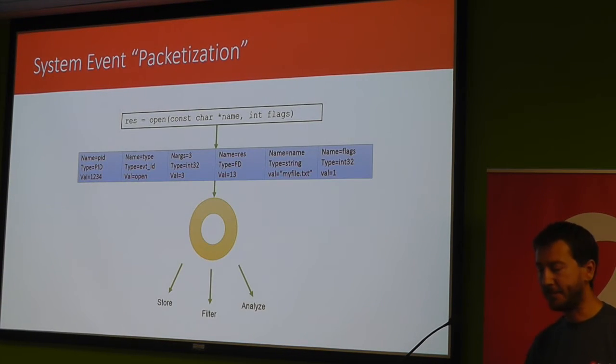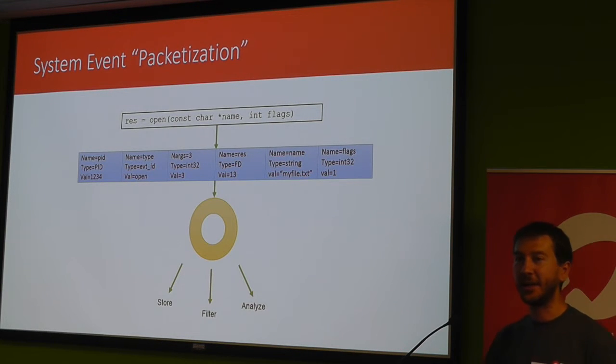How does the logic work? Let's pick an example of an event that Sysdig supports, for example, a system call, for example, opening a file. This is what is called in the kernel when a process running on top of the operating system opens a file. And open requires a name and a set of flags and returns a result.